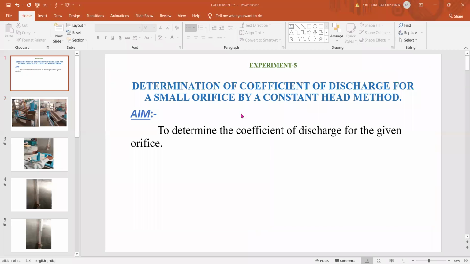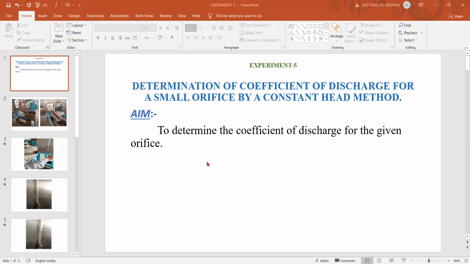Okay. So this is experiment 5. Please take out your observation notes, and please keep your calculators also with you for the calculation part. First write down the name of the experiment and the aim of the experiment. The name is determination of coefficient of discharge for a small orifice by a constant head method. Then write down the aim: to determine the coefficient of discharge for the given orifice.